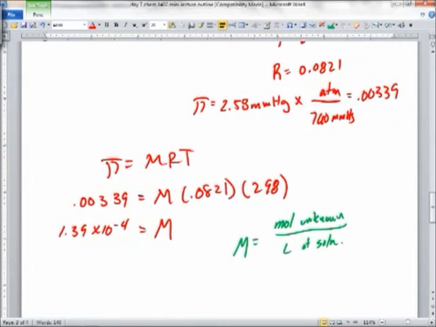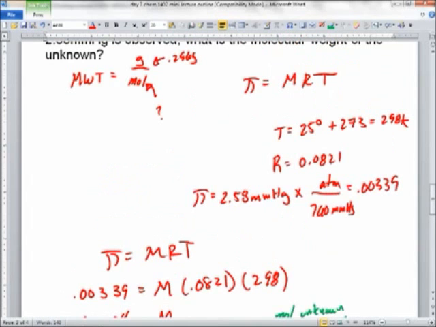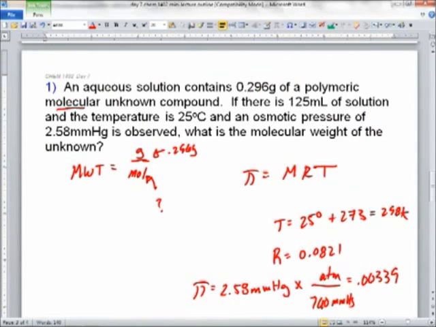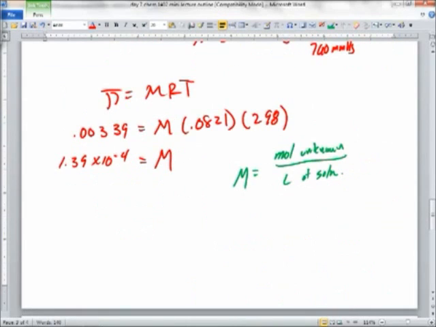Okay, so we know what big M is. If we know what liters of solution is, we can find moles of unknown. What's the liters of solution? Did they give it to us? There it is. But it's in the wrong unit. Convert it. Divide it by 1,000. If you can't do it in your head, you have to actually work it out. Really just moving the decimal place over 3 places.